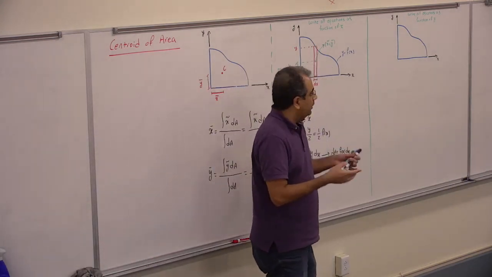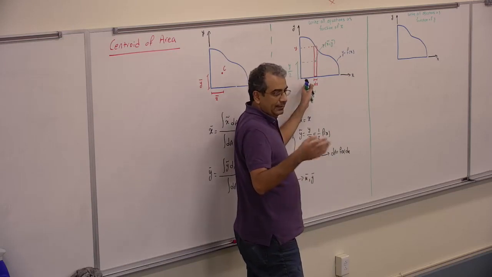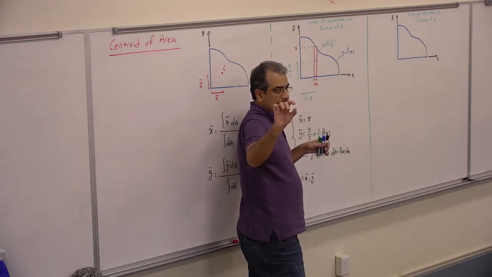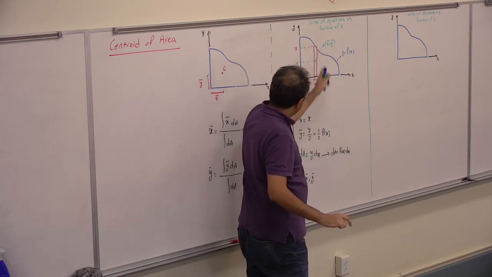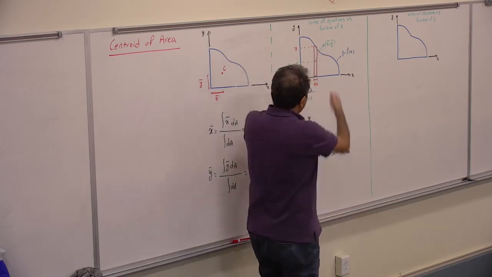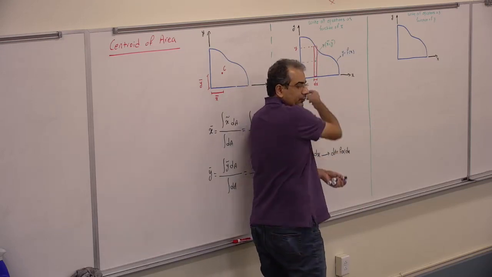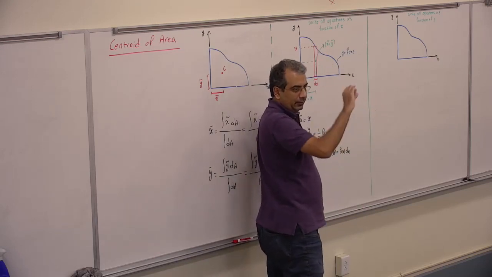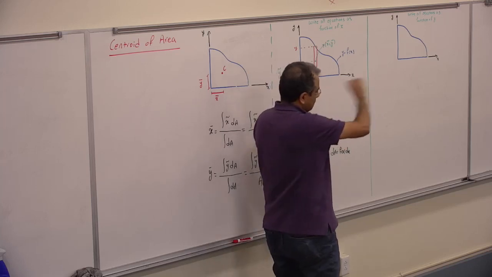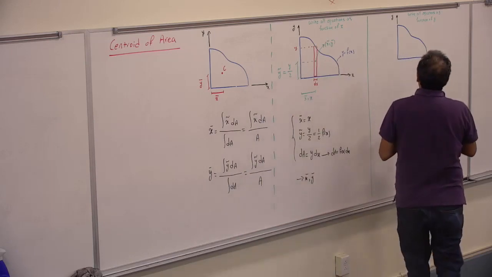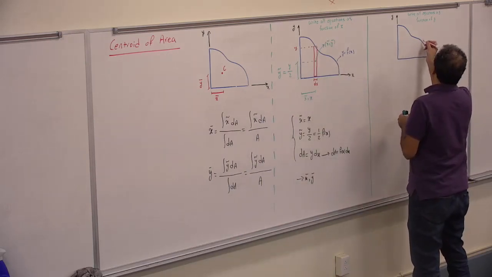Again, if I want to write everything as a function of y, my element should be parallel to the x-axis. Here, if I want to write everything as a function of x, I should have dx. If I want to write everything as a function of y, I should have dy. So it's going to be parallel to the x-axis. So my element is going to be, for example, something like this.